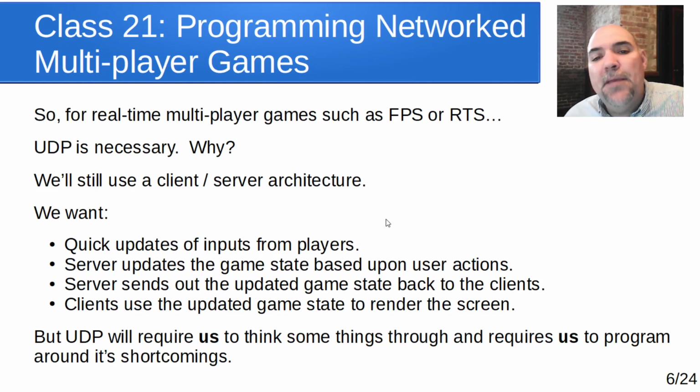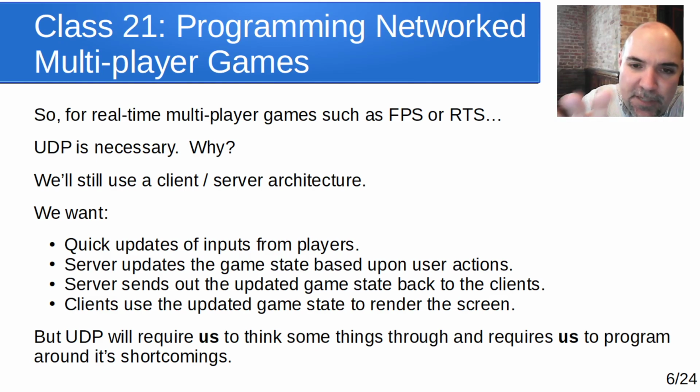Now, for real-time multiplayer games, such as first-person shooters or real-time strategy games, something like UDP is really necessary. And why is that? Well, we want to lower the latency as much as possible, but that does mean we're going to have to do something. So the idea is we want quick updates of inputs from players, and server updates of the game state going to the client machines need to be quick. The clients need to update that and render the screen, and you need that visual loop from you taking an action to seeing an event happen in the game on your screen. We need that to be pretty quick. But because UDP is a simpler protocol and doesn't guarantee all that stuff for us, we need to think a few of those reliability things through and program around those shortcomings of UDP.